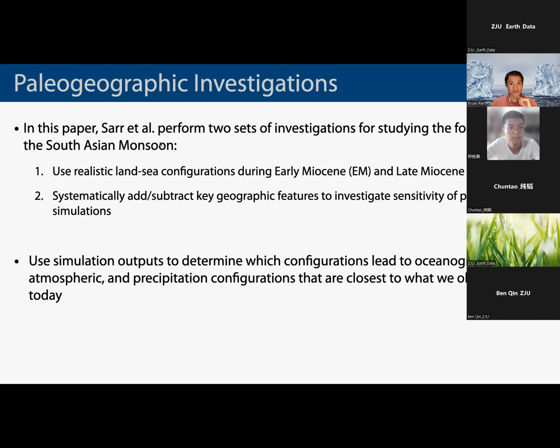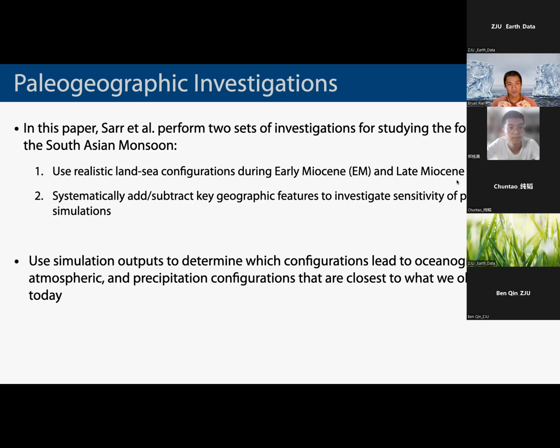In this work, Sarr et al. performed two sets of investigations for studying the formation of the SAM. The first strategy is they wanted to use realistic land-sea configurations during the early Miocene and late Miocene. So narrow it down to the distribution of the continents in the EM and the LM and see how they affect the simulations of atmospheric circulation.